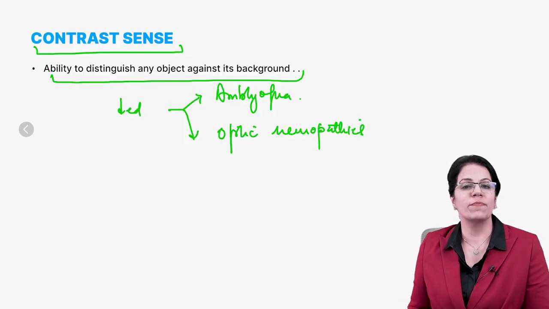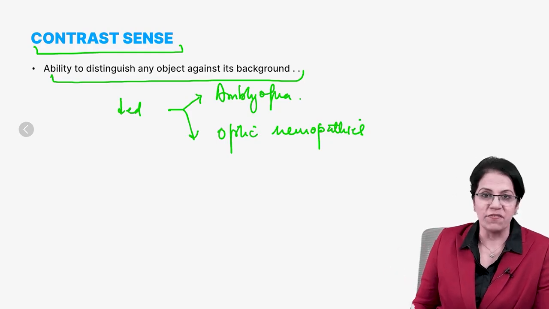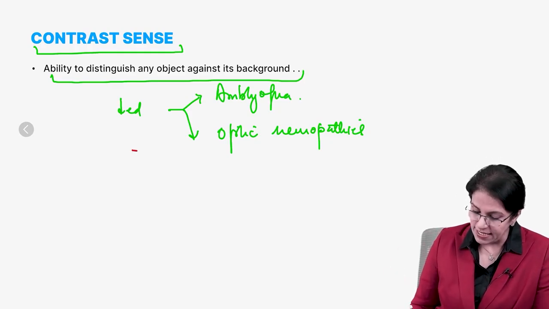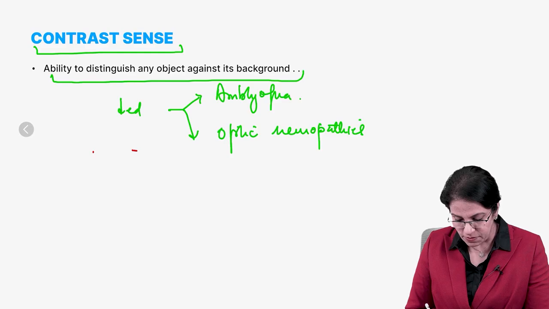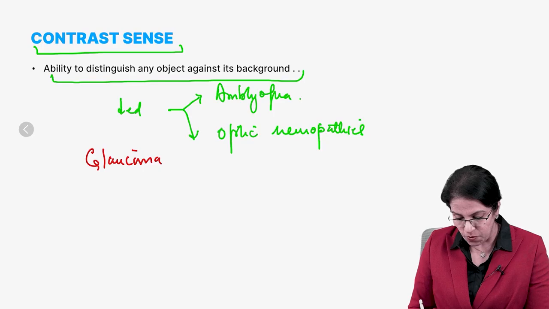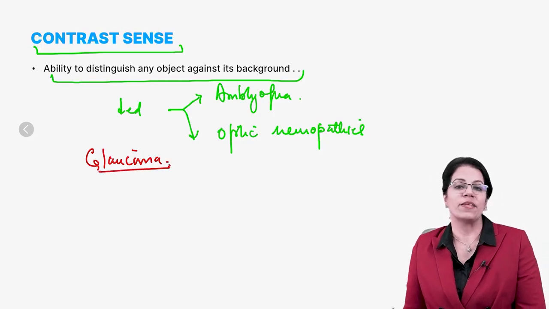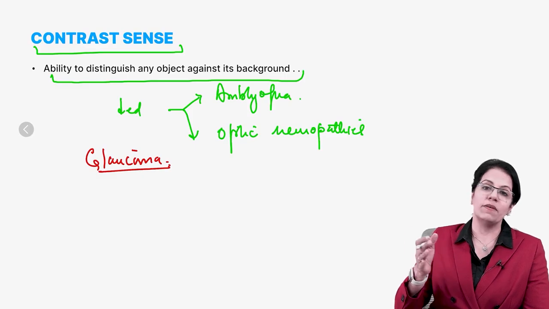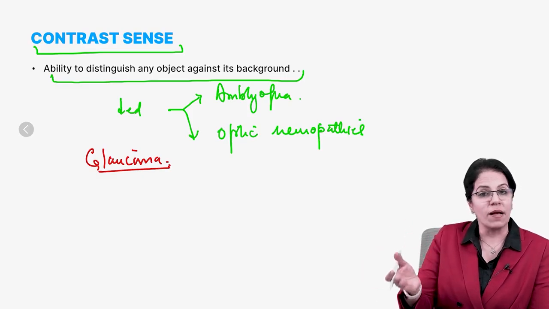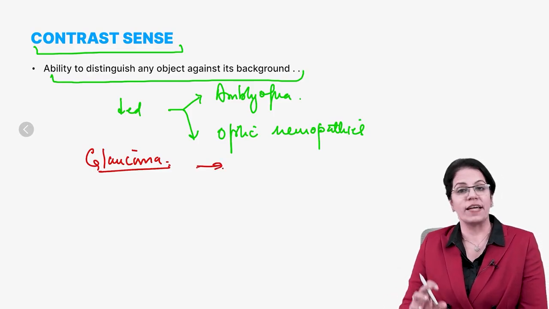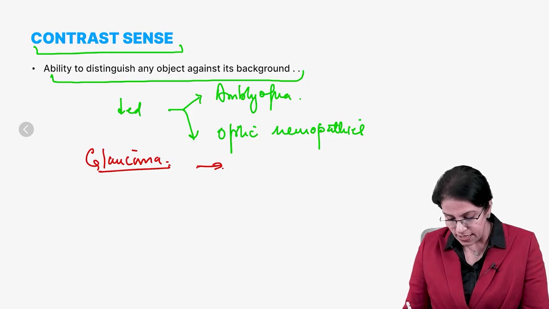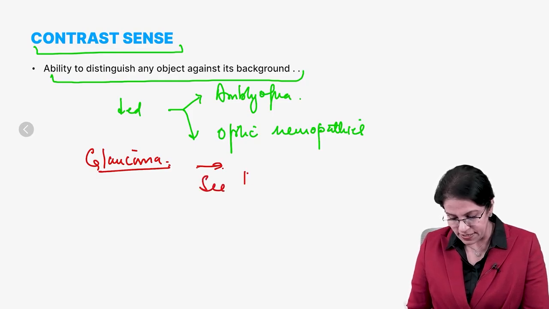So we were just talking about how contrast sensitivity can be affected in optic neuropathies and in amblyopia. Let us also understand that we sometimes measure contrast sensitivity in glaucoma patients before the visual field effect is manifested. There has to be some level of damage before any field effects will come. So before that, if you want to know that there is some damage going on, we can just look at the contrast sensitivity.